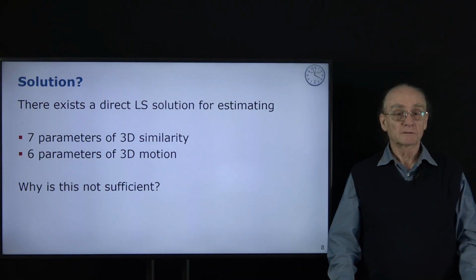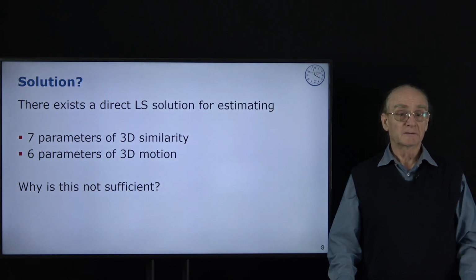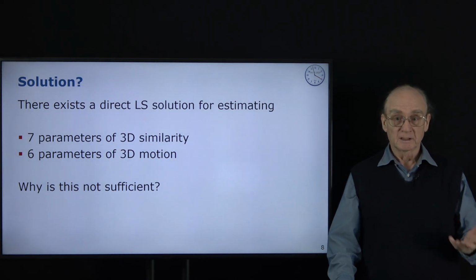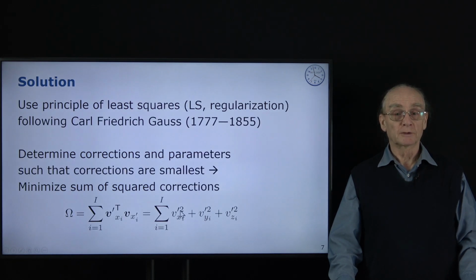Now there are solutions. There exist direct solutions, that means solutions which don't need any approximate values and have a fixed, limited computing time, for estimating the 7 parameters of a 3D similarity and the 6 parameters of the 3D motion. We will see how these two solutions work. But the question now, of course, is why is that not sufficient? Why don't you just tell these solutions and then finish? The reason is that the data don't fulfill the requirements for this to be the best choice.